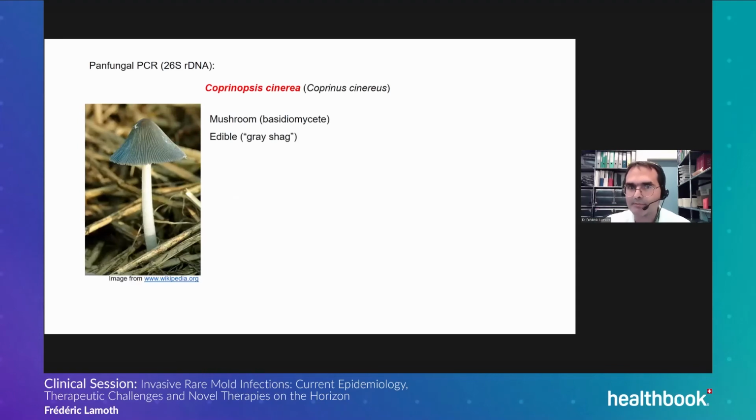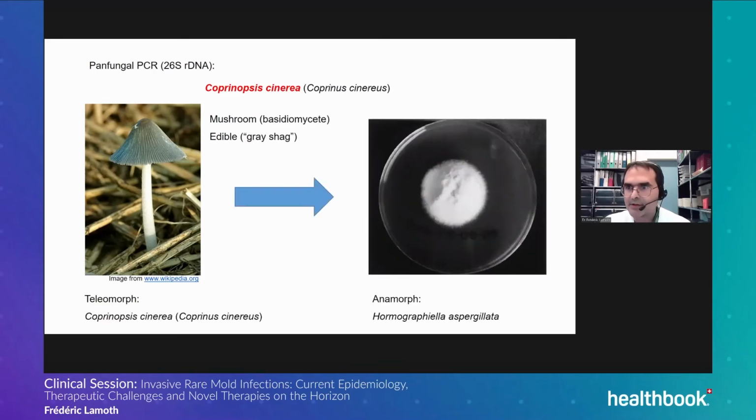Again, this is a mushroom. This is called the gray shag. It is edible, not very good, it seems, but it's edible. So again, surprisingly, but we have to know that this fungus has an anamorph form. This is the teleomorph form, Coprinopsis cinerea, but there is the anamorph form, which is Hormographiella aspergillata.